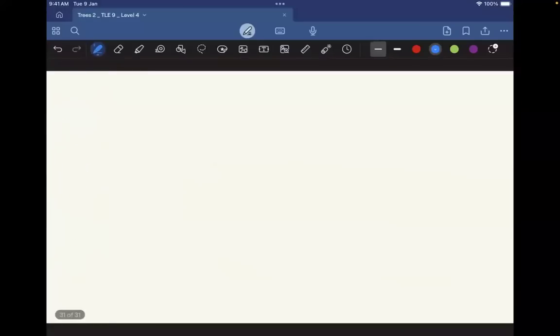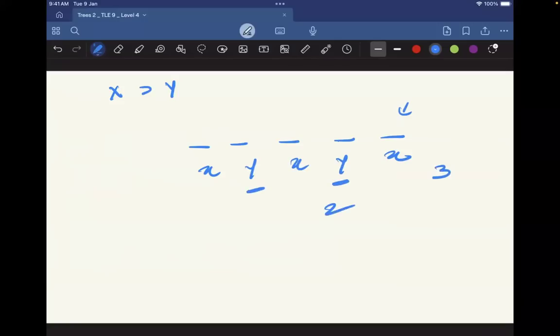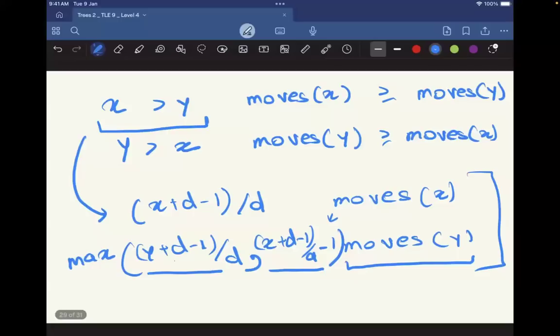So if X is greater than Y, do you agree that there is a chance that the last move you would do is an X move? Yes or no? Now, if the last move we are doing is an X move, and let's say we have done 3 X moves, do you agree that we have to do at least 2 Y moves? So when X is greater than Y, do you agree the number of moves I'm doing on X is greater than or equal to the number of moves I'm doing on Y?